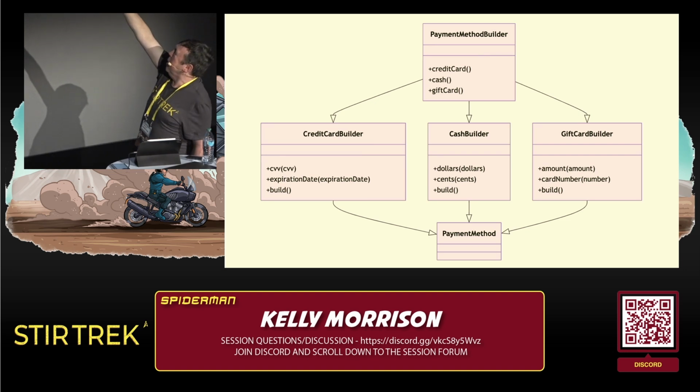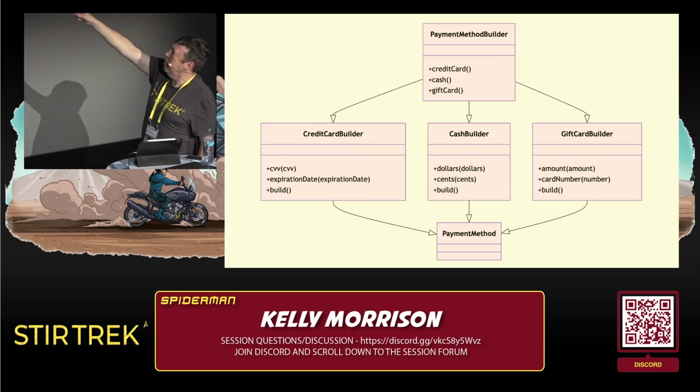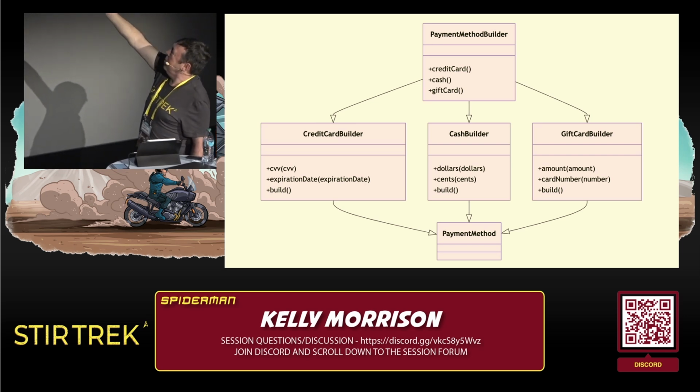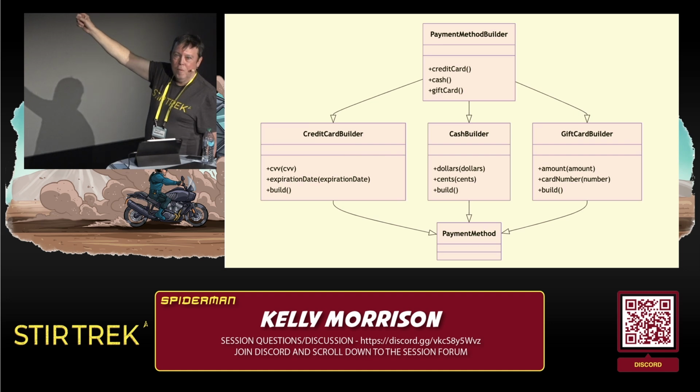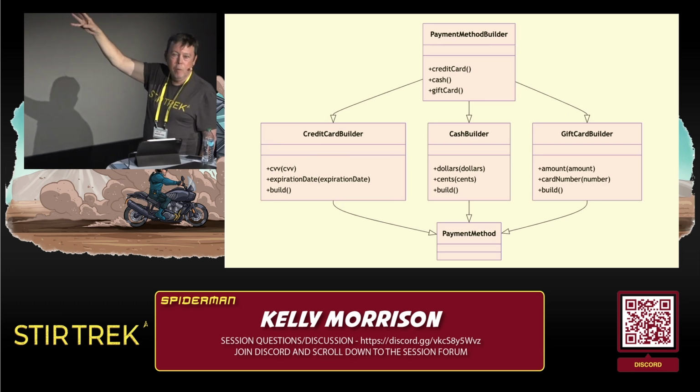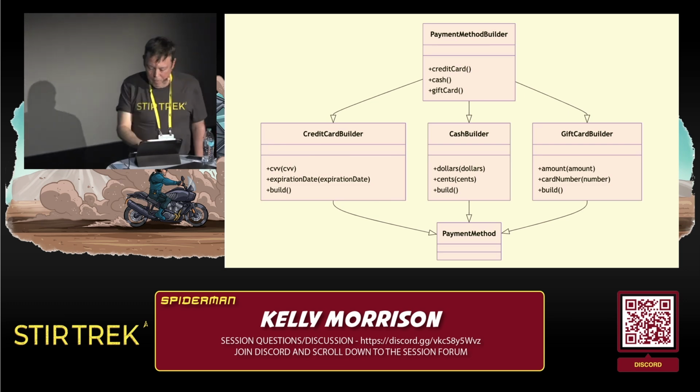So if they select a credit card, then we send them to a credit card builder. And this builder only has options that are relevant for credit cards. Similarly, if they pick cash, we take them to a cash builder, which only has dollars and cents. If they pick gift card, we take them to a gift card builder, so it only lets you set the card number and the amount of money. Then finally, all of these have a build method, which will create a payment method. So you can see this makes it pretty much foolproof for creating one of these, if the first choice you make takes you to another set of limited choices. And this will guide a person very easily.